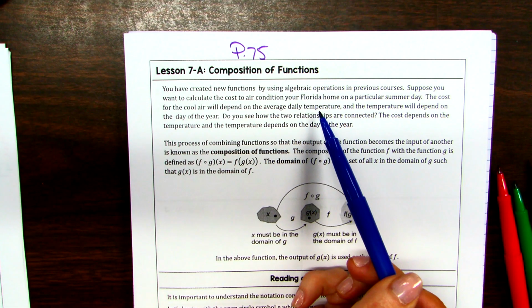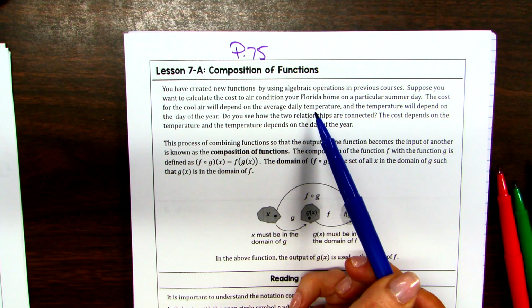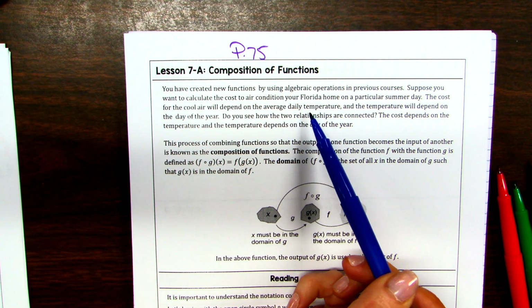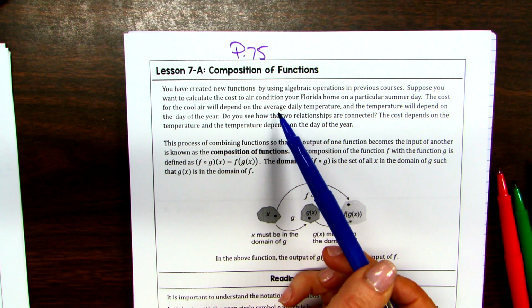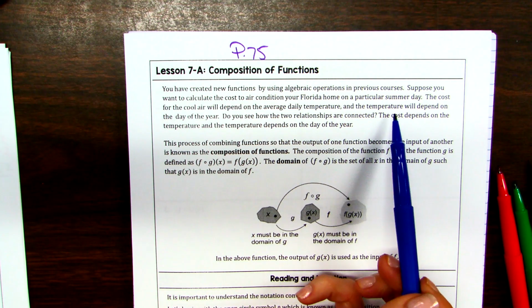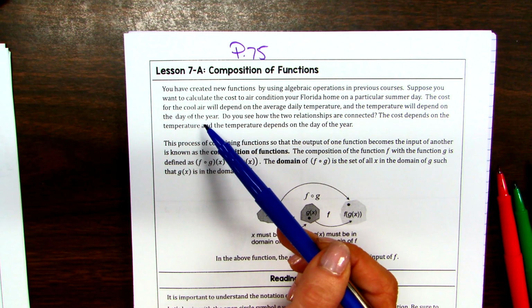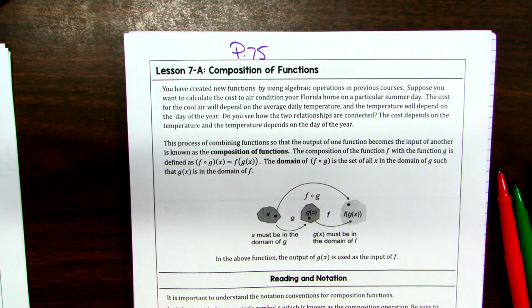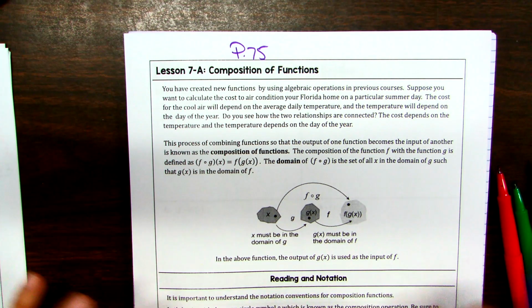So how much your parents spend on their electric bill is different in the hot summer months versus the cooler winter months. So the cost depends on the temperature, okay? And the temperature will depend on the day of the year, right? The temperature is hotter in the summer, so your bill is higher. So there are several variables that affect the cost of air conditioning your house.